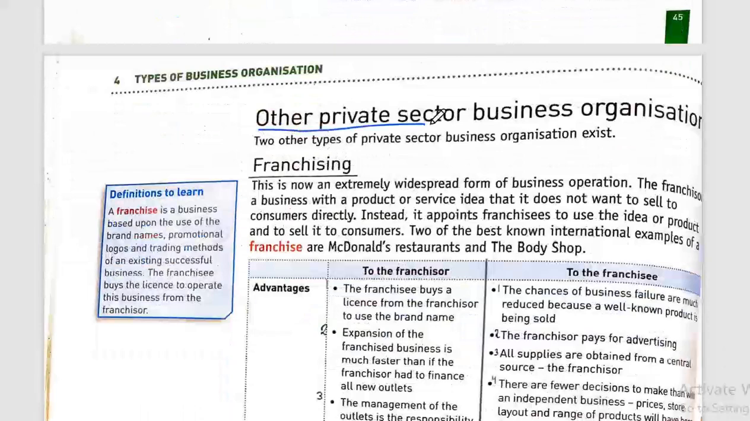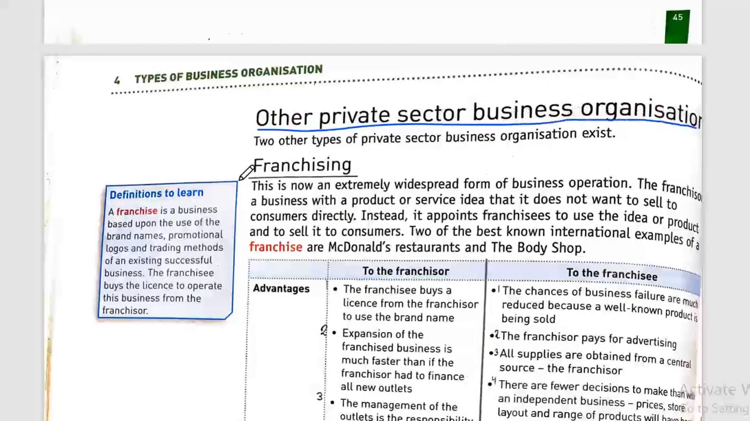We have other private sector business organizations. Now we're going to be talking about something called franchising. This is now an extremely widespread form of business operation. The franchisor is a business with a product or service that does not want to sell to consumers directly. Instead, they appoint franchisees to use the idea or product and to sell to consumers.